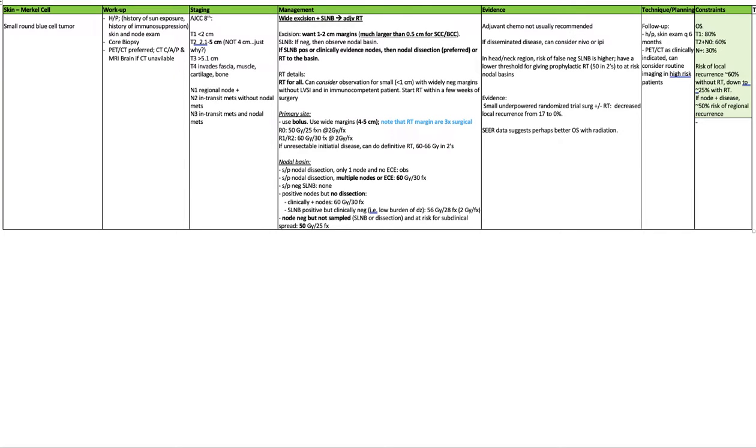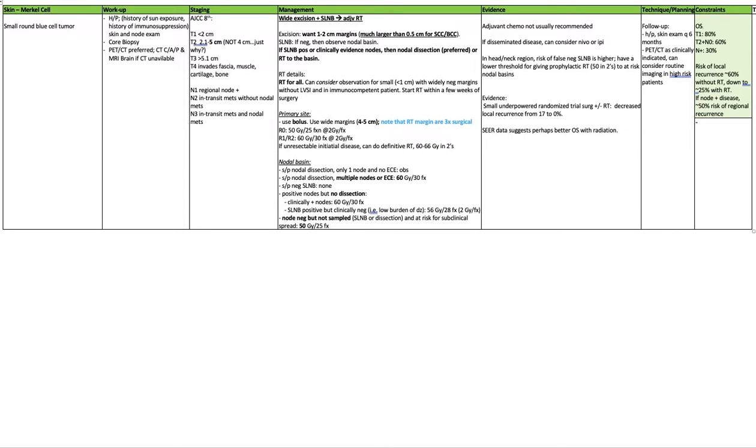The management for Merkel cell is a wide local excision and a sentinel node biopsy followed by adjuvant radiation. The excision requires 1 to 2 centimeter margins, which are much larger than the half centimeter margins for squamous cell or basal cells. Sentinel node biopsy, if it's negative, you can observe the nodal basin. If it is positive or there's clinical evidence of involved nodes, then you do nodal dissection or radiation to the nodal basin. A nodal dissection is preferred.